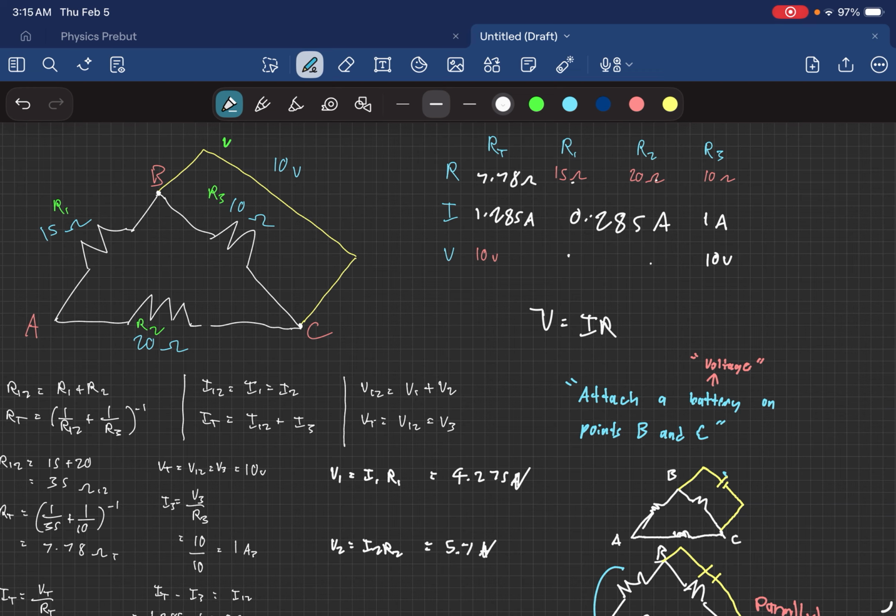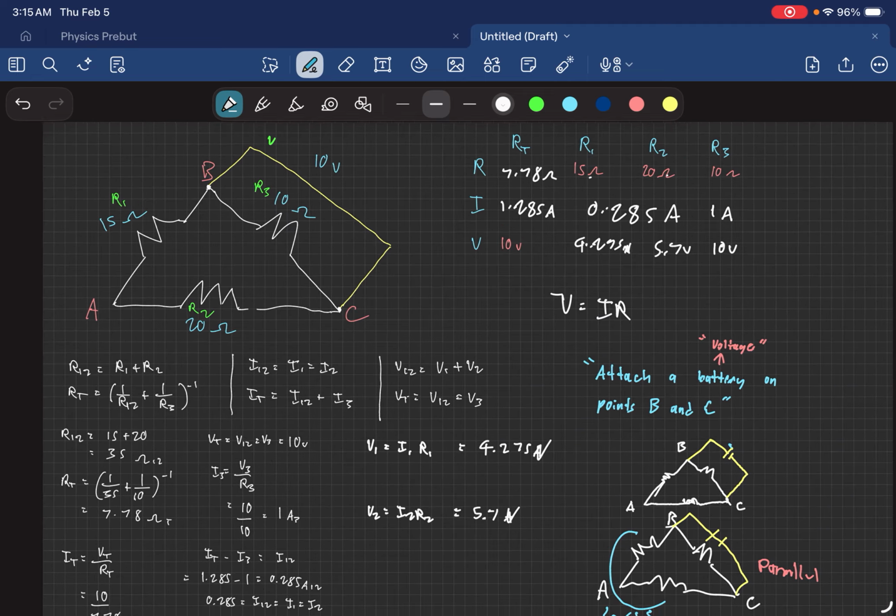what is this? This is equal to 4. Okay, is this right? Yeah, it is. 4.275. That is your V1. And our V2, 20 times 0.285, is 5.7 volts. And yeah, there's that. So what do you need to know?